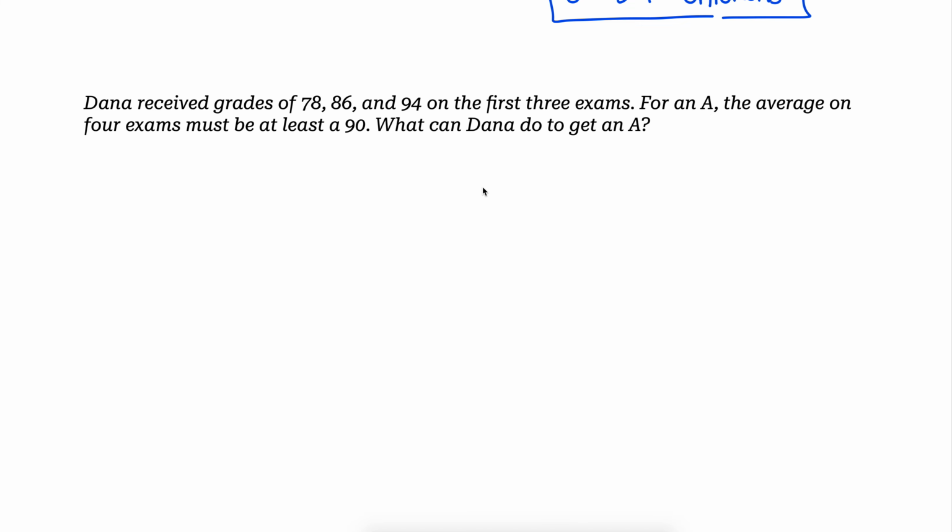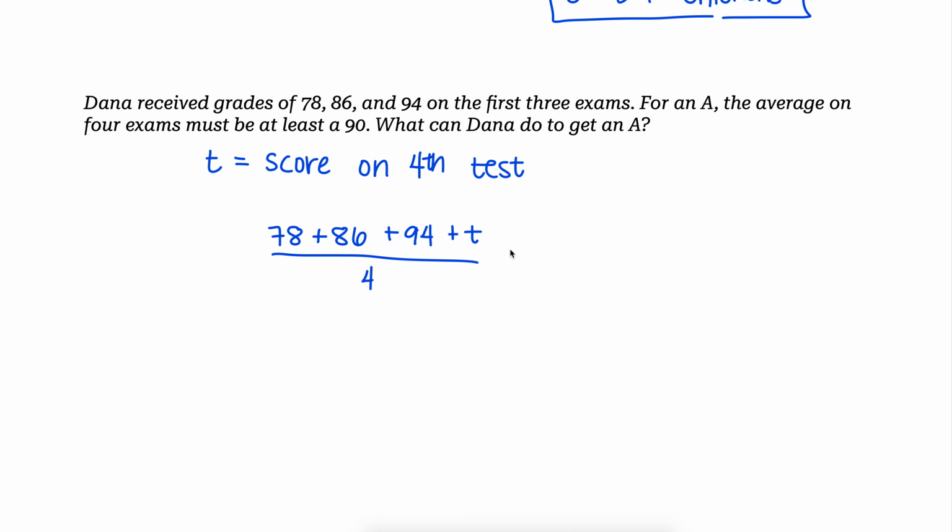But we don't know what this last test score is. So we can use whatever variable we want. I'm going to let T represent the score on the 4th test. So to find the average, we have 78 plus 86 plus 94 plus T divided by 4. And that has to be at least a 90. So we want it to be greater than or equal to a 90. So we need to solve for T.